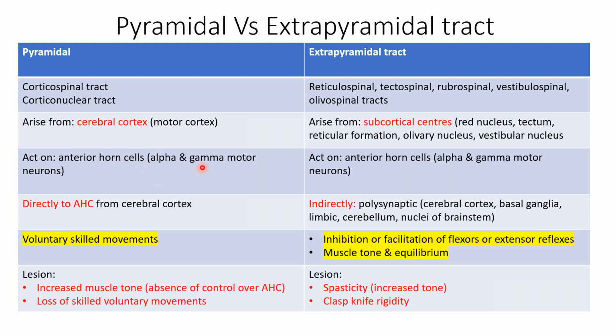They both were acting onto the anterior horn cells, but the pyramidal were acting directly onto the anterior horn cells, and these were acting indirectly through the polysynaptic connections. The pyramidal are involved in the voluntary skillful movements, whereas these are involved in the inhibition and facilitation of the flexor or extensor reflexes, muscle tone, and equilibrium. The lesion of extrapyramidal tract will lead to increased spasticity, increased tone, clasp knife rigidity will be there, and over here there will be loss of skilled voluntary movements and increased muscle tone. Again, spasticity will be seen over here also.